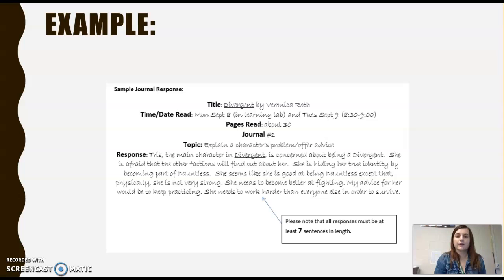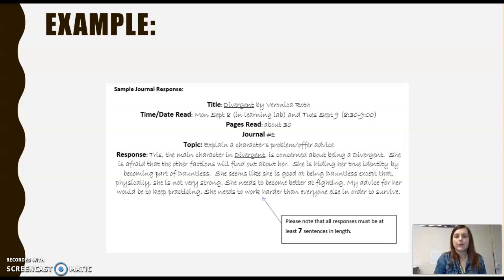Tris, the main character in Divergent, is concerned about being a divergent. She is afraid that the other factions will find out about her. She is hiding her true identity by becoming part of Dauntless. She seems like she is good at being dauntless, except that, physically, she is not very strong. She needs to become better at fighting. My advice for her would be to keep practicing. She needs to work harder than everyone else in order to survive. Again, noting that all responses should be at least 7 sentences in length, this response would get full credit.